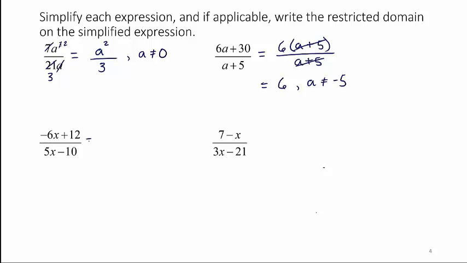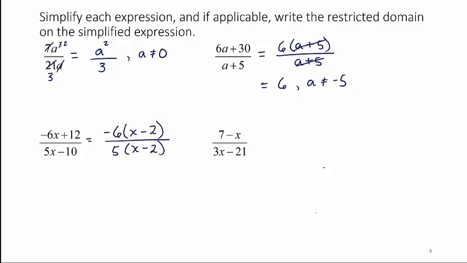Okay, so in the numerator, I'm going to factor out a -6. So I have -6 times the quantity x minus 2, right? So in the numerator, I'm factoring a -6 out there. And then in the denominator, I can factor out 5, right? So I have 5 times the quantity x minus 2, right? If I factor out 5 from 10.